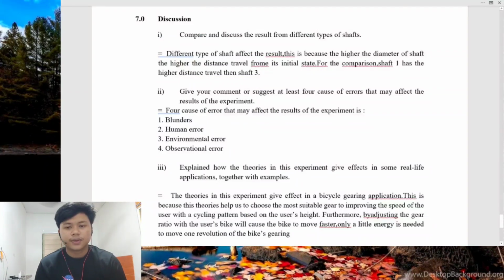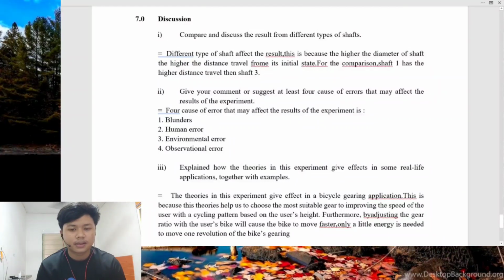Okay, next we go to the discussion. Number 1, compare and discuss the result from different type of shaft. Different type of shaft affect the result. This is because the higher the diameter of shaft, the higher the distance traveled from its initial state. For the comparison, shaft 1 has the higher distance traveled than shaft 3.